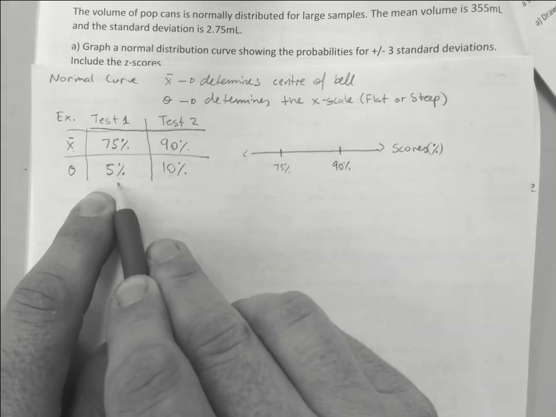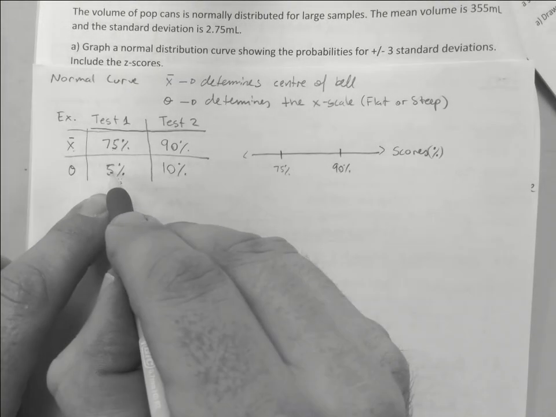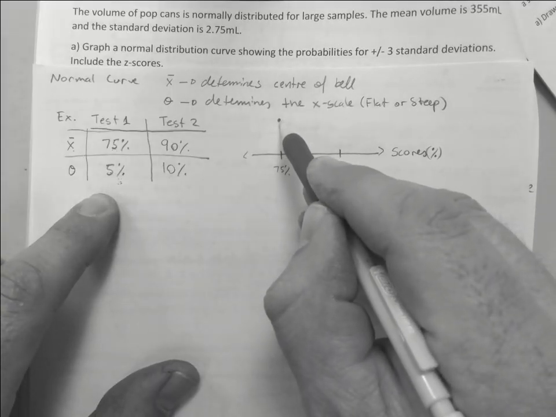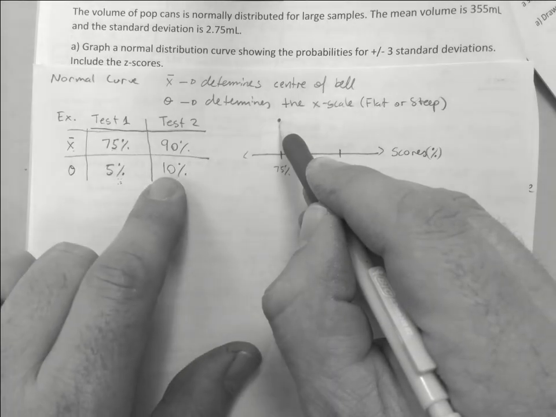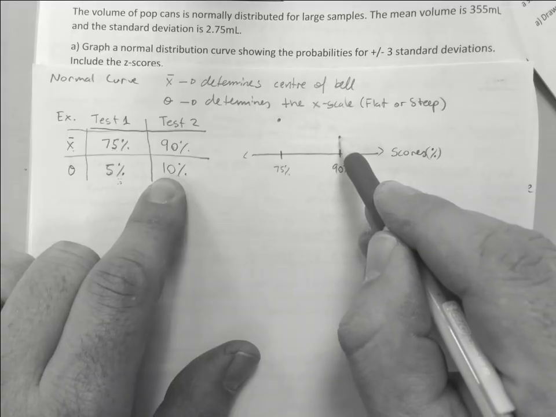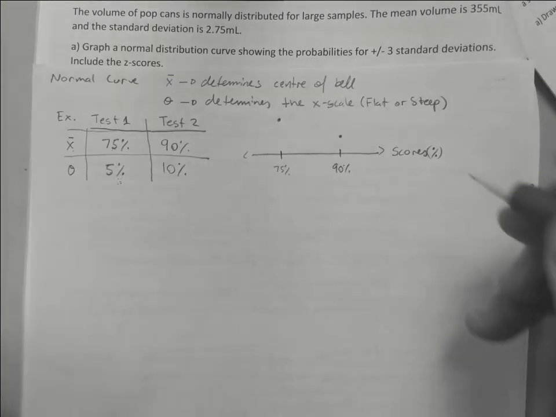Test 1. Smaller standard deviation means, right? You're compressing that balloon. What happens if you compress the balloon? It shoots up, right? So this one is going to be steeper. So let's make sure we put this one higher up. And the other one is going to be flatter, right? So make sure that one is a little lower. The peak is lower. And I will make a legend here.